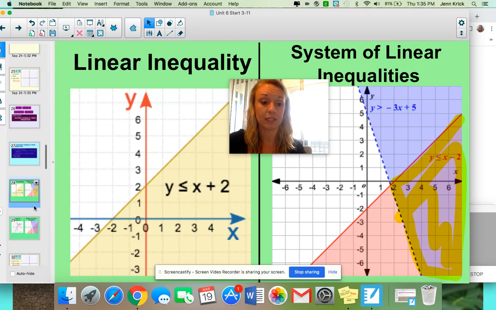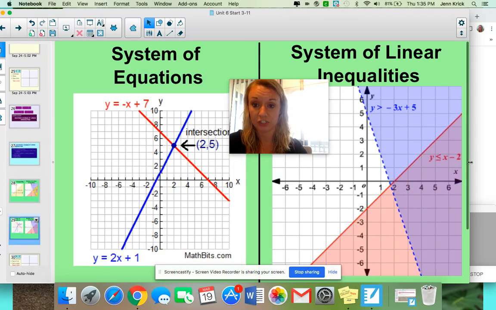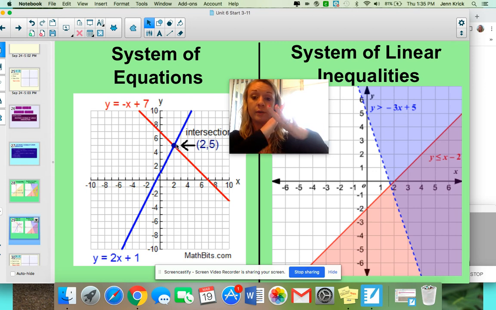If you were looking at the difference between a system of equations and a system of inequalities, with equations you look for one point where they cross, and that coordinate pair is your solution. However, with inequalities, you're looking for a double shaded region as your solution. So a little bit different, but there are similarities.